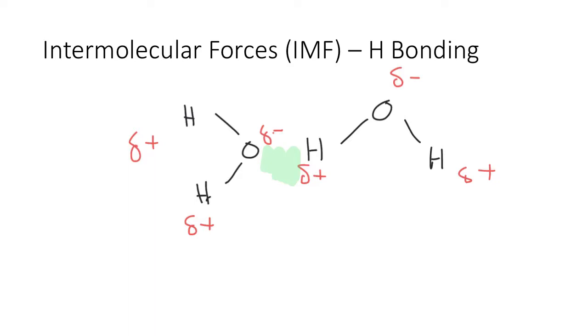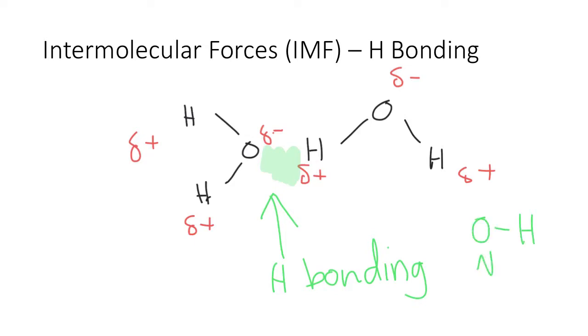And this is still happening in the same way as the permanent dipole interactions, but because it's so strong, it gets a special name, hydrogen bonding. And we get hydrogen bonding between the molecules. Again, if there's oxygen bonded to hydrogen, nitrogen bonded to hydrogen, or fluorine bonded to hydrogen. And it's because the electronegativity of these three elements is so high compared to hydrogen, we get a very, very polar bond there, leading to a very polar molecule.